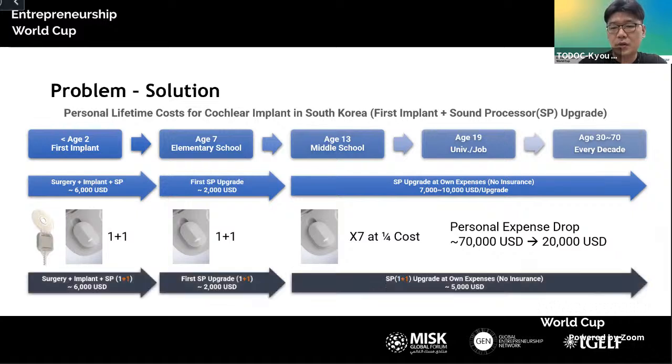We realize a technologically improved and price competitive cochlear implant. Currently, CI users should pay more than $70,000 for buying and maintaining the cochlear implant for their lifetime. But we can reduce lifetime personal expenses as much as $50.